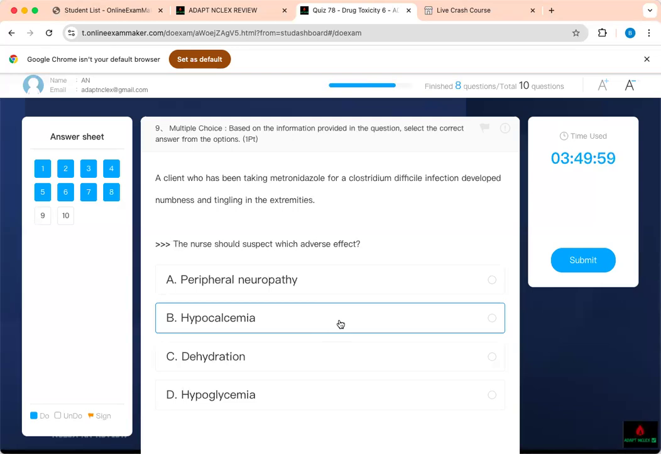The nurse should suspect which adverse effect. A client who has been taking metronidazole for Clostridioides difficile infection develops numbness and tingling in the extremities. The nurse should expect what kind of adverse effect? This is a definition question. You see it. Numbness and tingling in the extremities is peripheral neuropathy.